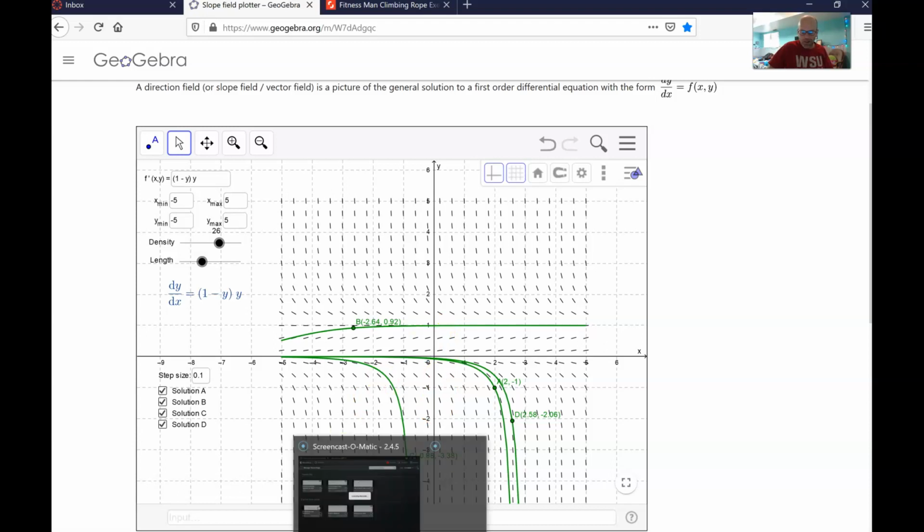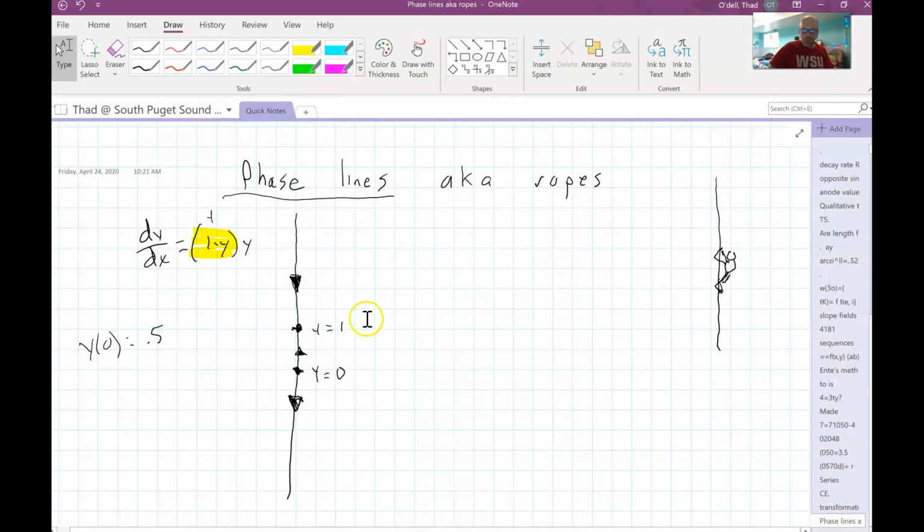So now, if we go back and look at what we've done, this is a phase line that we just drew here. And again, if you want to think of it like the man climbing the rope, the initial condition tells me where to start on the rope, and then the arrows tell me which way to go as time progresses. So if I'm thinking about starting on the y-axis, that's y of 0 equals 0.5. So if I start at 0.5, and as time goes forward, this says that my man should climb upwards. So as time goes forward, he's going to go up.